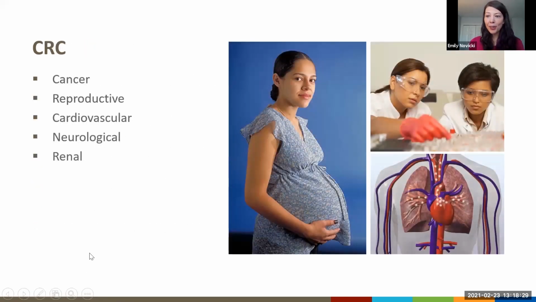Okay, so CRC is our shorthand for cancer, reproductive, cardiovascular, and other chronic disease prevention, which is quite a mouthful. So we usually just go for CRC, and the other chronic disease prevention really mostly refers to neurological issues and then renal disease. Not to say that nothing else could possibly go in CRC, but as far as our priorities, these are really the 5 things that we focus on in CRC.